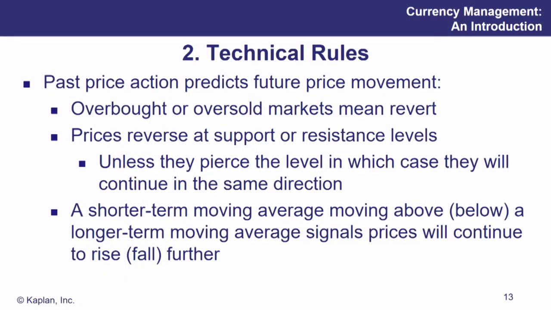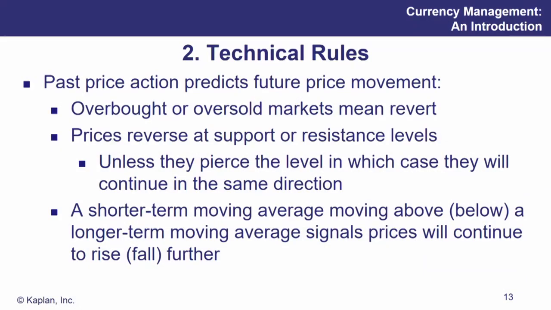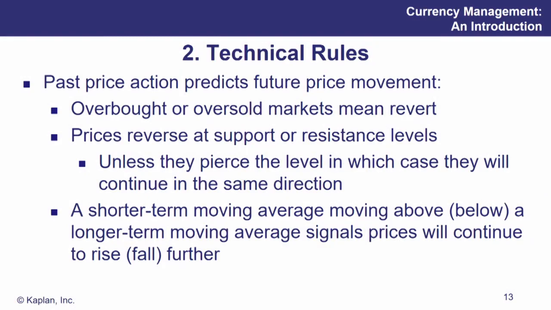Okay, number 2 is technical rules. Past price action predicts future price movement. Right there, we've just violated the weak form of the efficient markets hypothesis, right? Past price movements predicting future price movements. And so that is a violation of the weak form of the EMH, but we do have a fair amount of evidence that shows that is true in currency markets. So some phenomena that we've seen: overbought and oversold markets do tend to mean revert. Prices tend to reverse at support or resistance levels. So if they're bumping up against a resistance level, they tend to bounce back down. If they're coming down to a support level, they tend to bounce back up, unless there's a breakout. They pierce that level, in which case they tend to keep going in that direction.